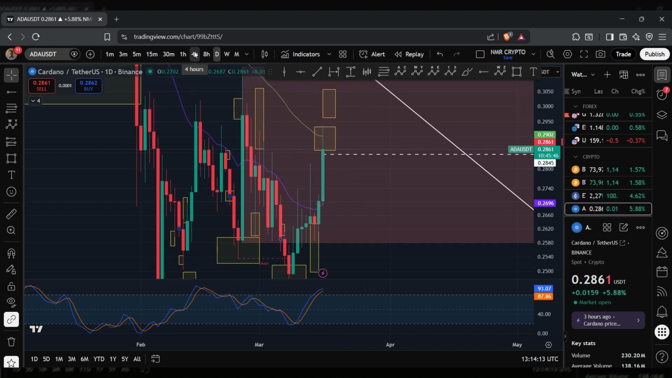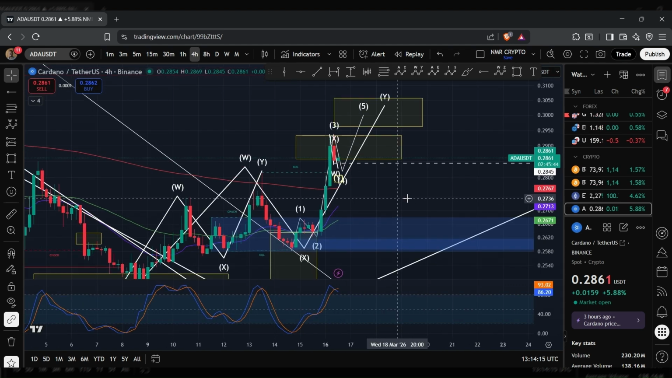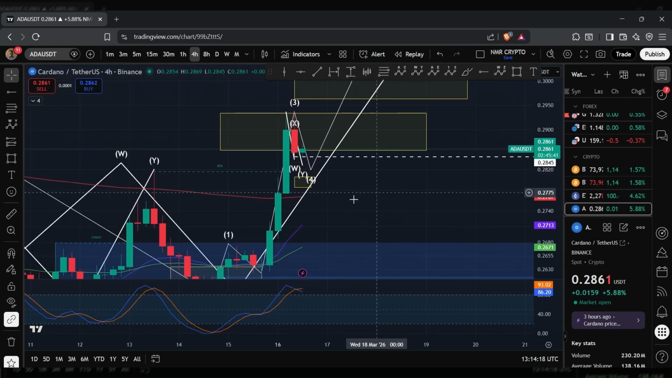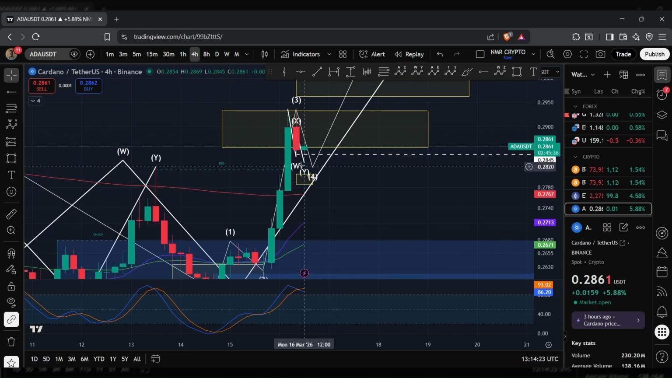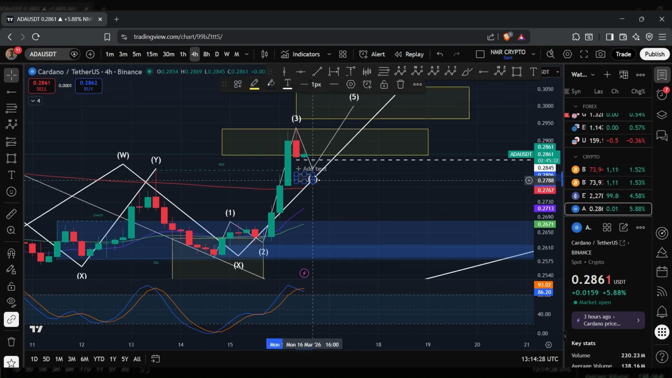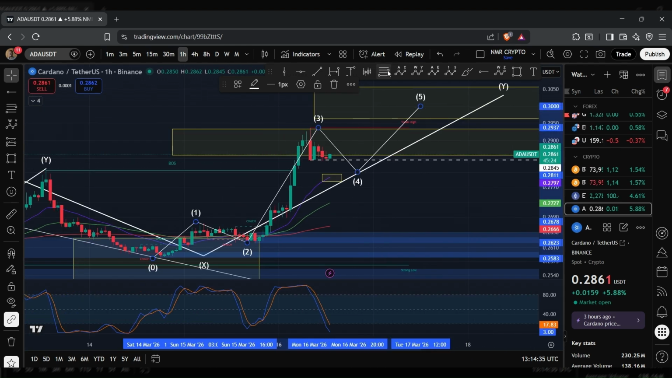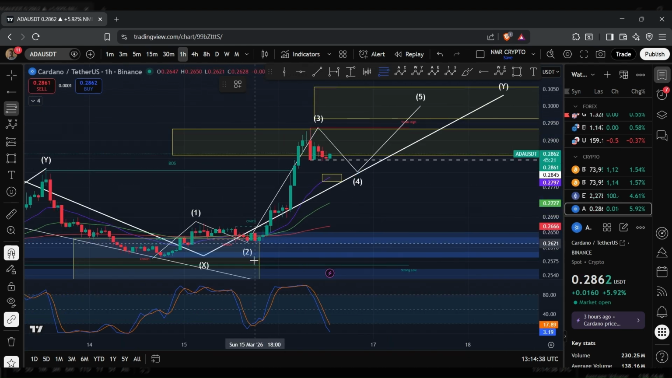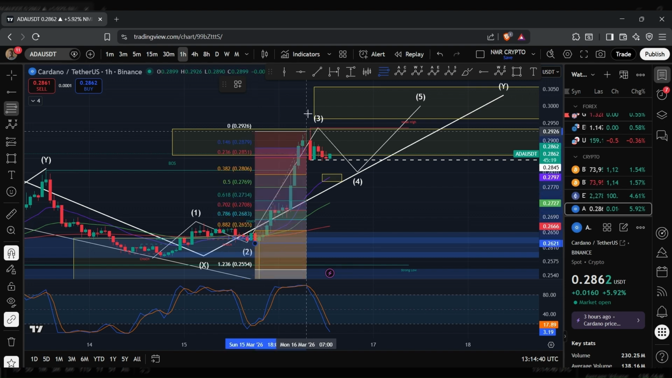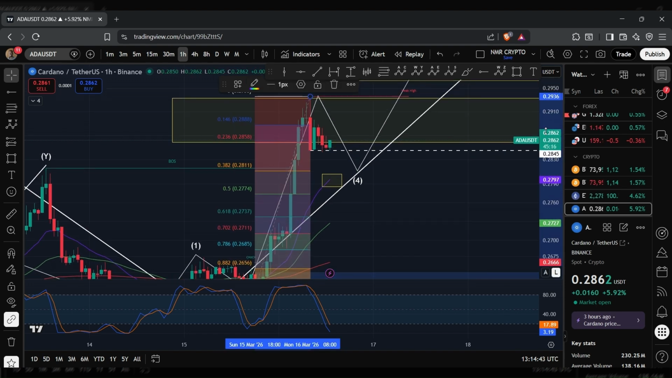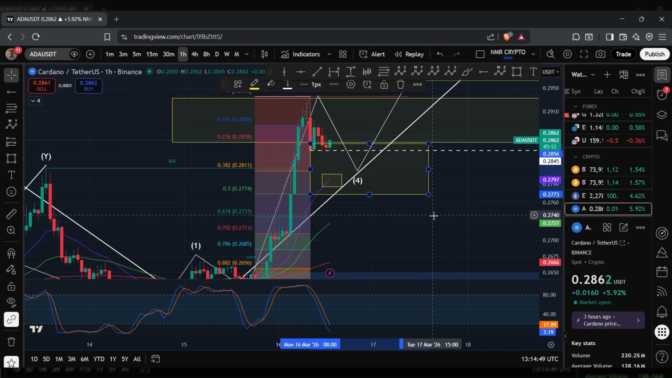Now, if I go back to the 4-hour chart, again, for the price of ADA to be bullish, what we need is for ADA to find support at the 200 EMA. So if I just remove this for now, this 4th wave would typically reach anywhere between 23.6% to 50% of the wave 3. If I go in the hourly chart, it'll be easier. And so, for as long as we hold this region here, we can still be bullish.